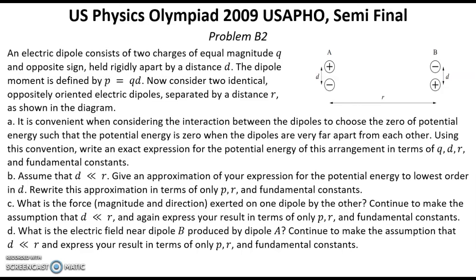Question C. What is the force, magnitude, and direction exerted on one dipole by the other. Continue to make the assumption that d much less than r, and again express your result in terms of only p, r and the fundamental constants. Question D. What is the electric field near dipole B produced by dipole A? Continue to make the assumption that d much less than r and express your result in terms of only p, r and the fundamental constants.